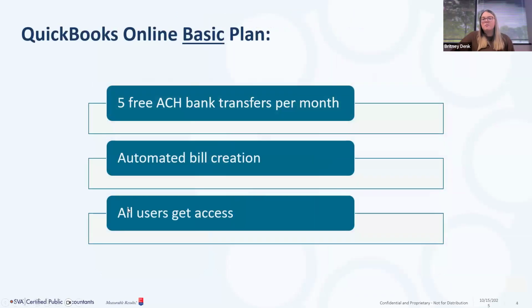So what comes with the basic plan? That comes with every subscription level. So basically you get 5 free transfers per month. So you can execute 5 free ACH payments every single month. The automated bill creation, so that AI agent that was on the first screen, that's included. And then all users, no matter the type, can have access to the basic plan.